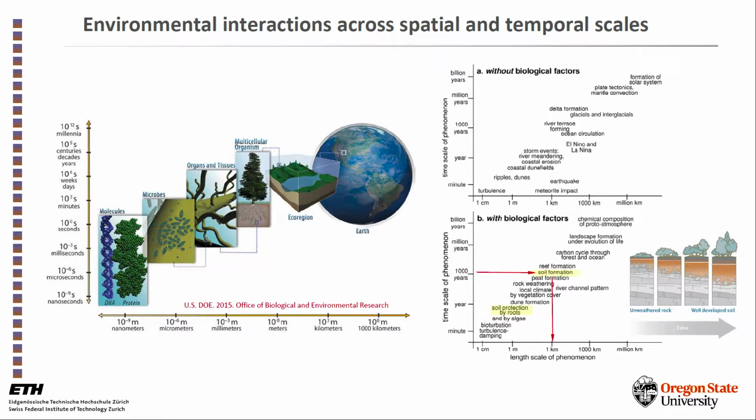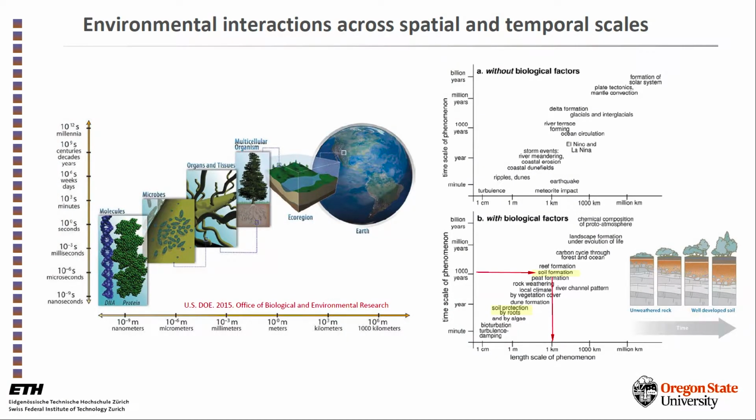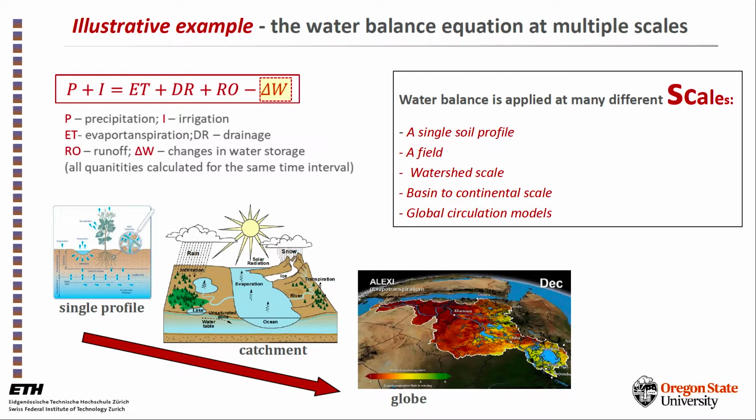An example a bit closer to us would be the scale of soil formation, which typically doesn't happen in a small pocket, but rather on a domain that is affected by vegetation and climate. So it will be of the orders of hundreds, maybe kilometer scale, and at time scales of hundreds of years to many thousands of years. This just illustrates the interplay between spatial and temporal scale.